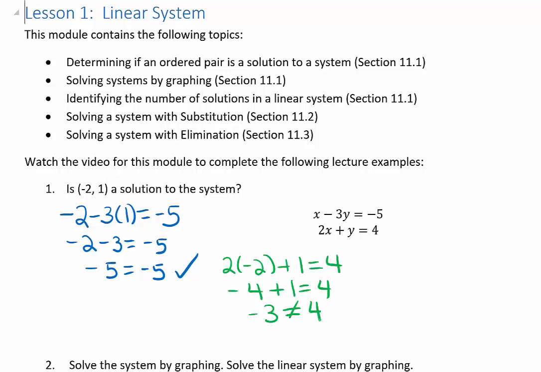However, if we plug those numbers into the second equation, 2 times -2 is -4, plus 1. That's -3. That is not equal to 4. Because this point doesn't satisfy both equations, it is not a solution to the system. So to summarize, a point has to satisfy both equations to be a solution.